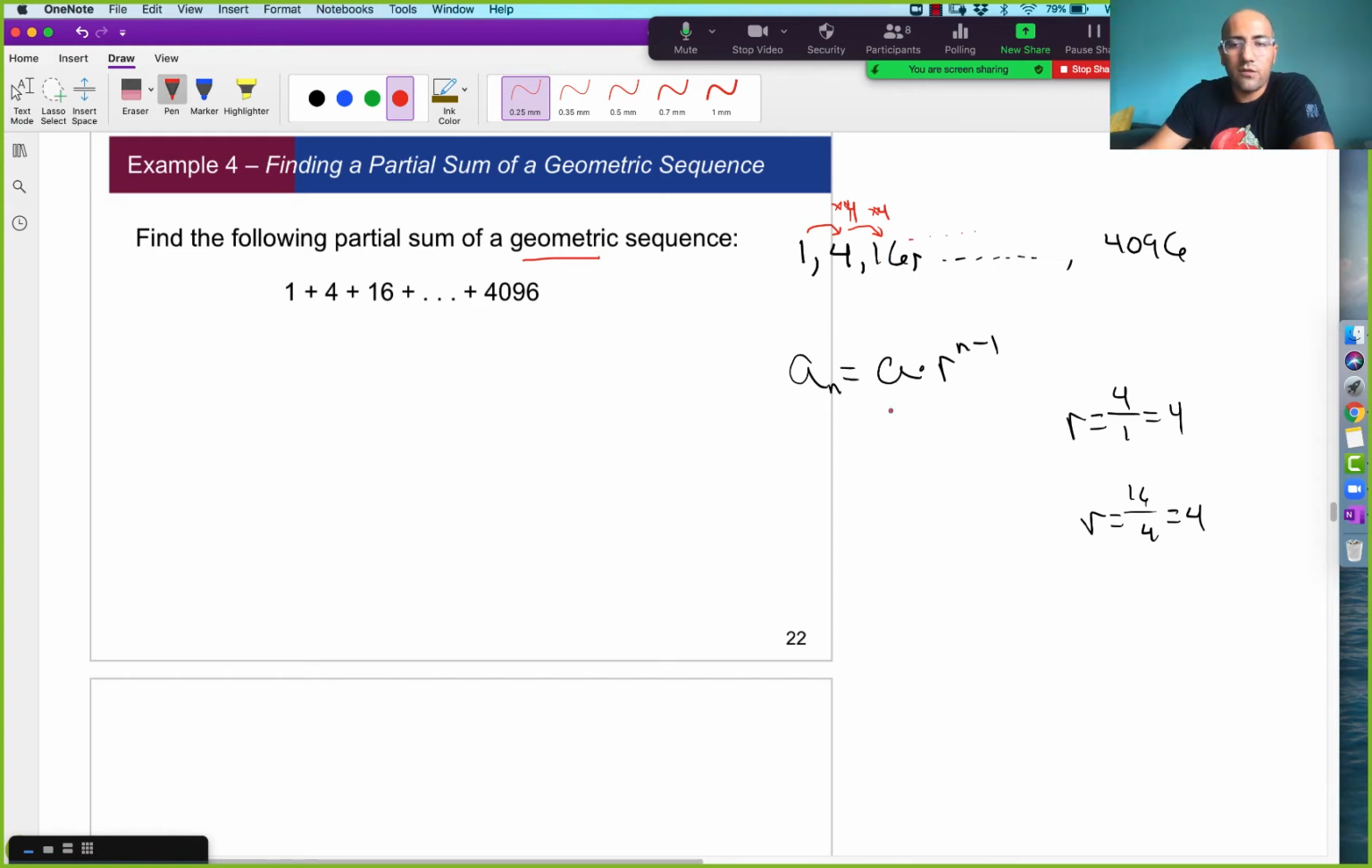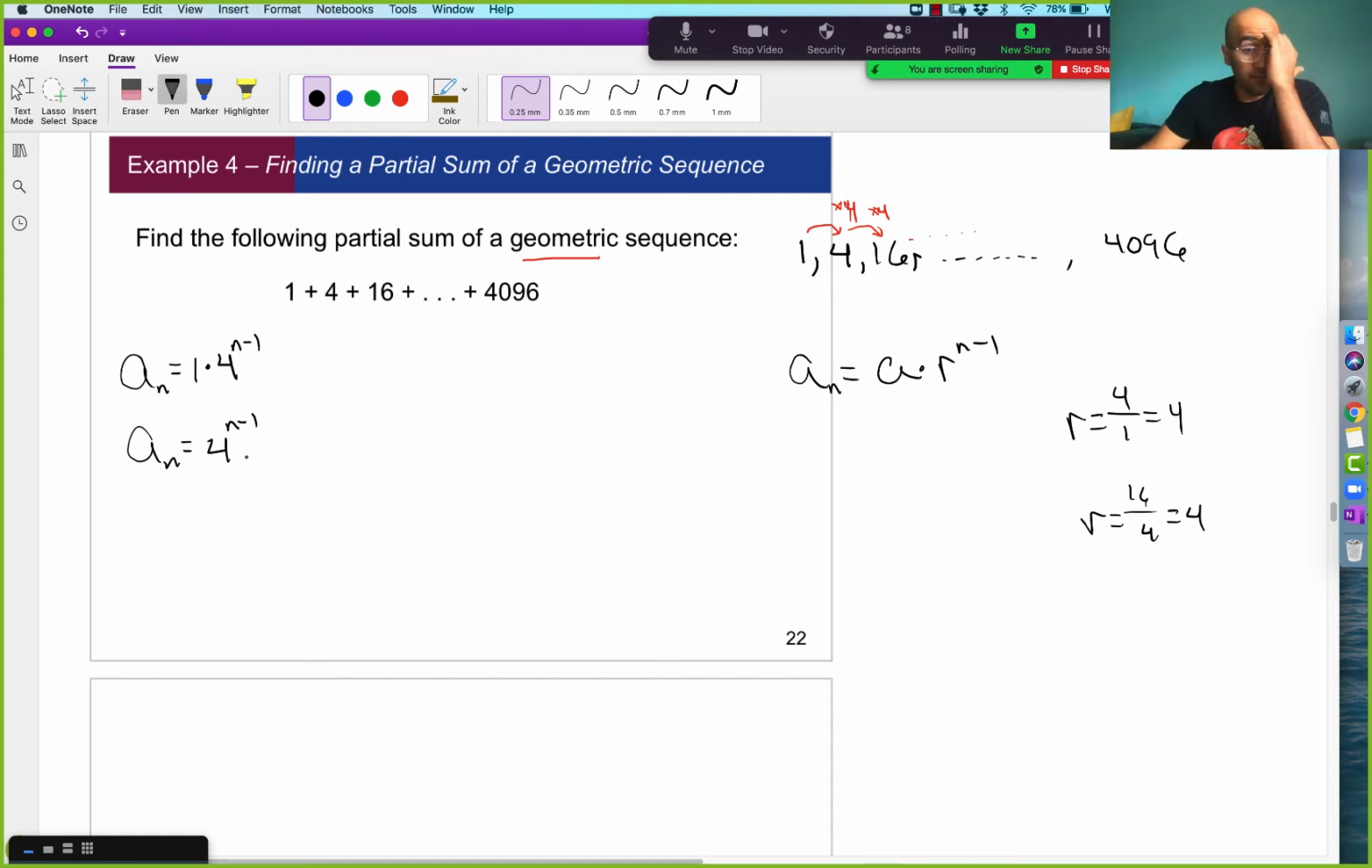Okay, so that means that so far we've already got together the general form. A sub n is equal to 1 times 4 to the power of n minus 1. And I guess we don't really need that 1. It's just kind of messy. So we can just rewrite it as a sub n equals 4 to the power of n minus 1.